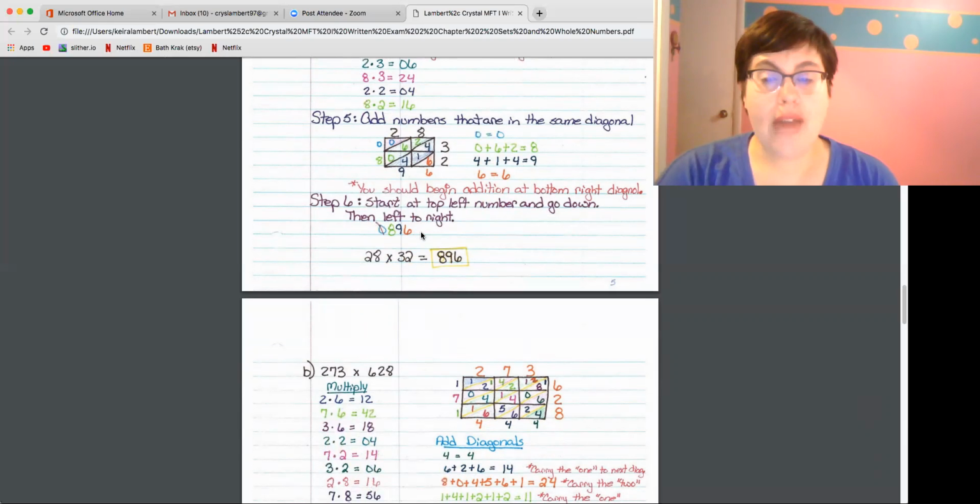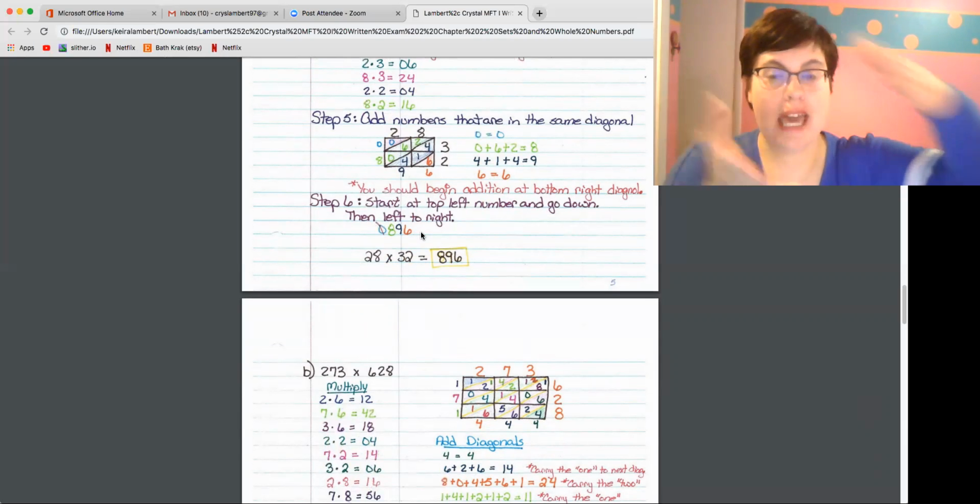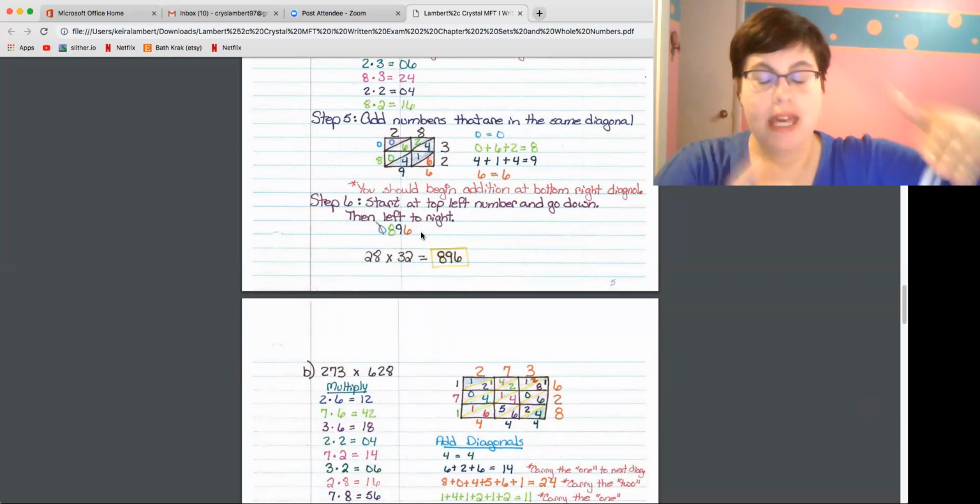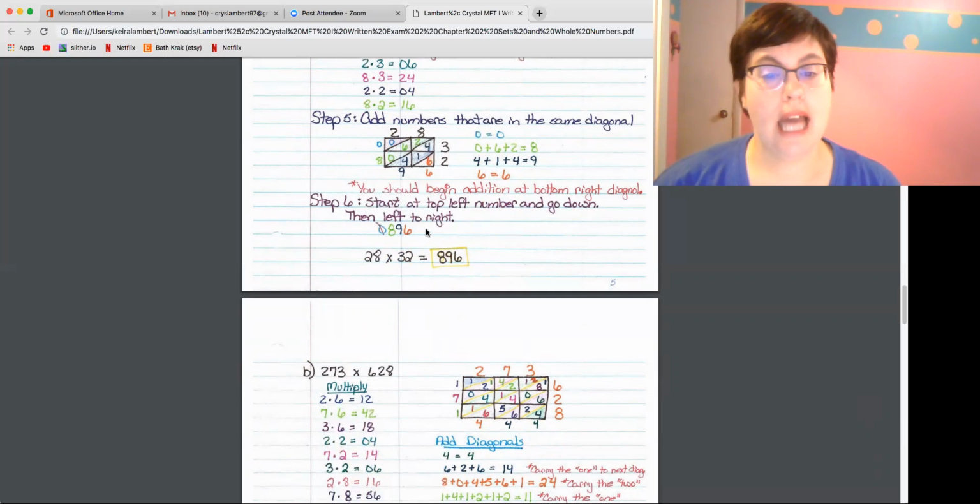In step 5, we're going to add all the numbers that are in that diagonal area. And once again, I color-coded this.